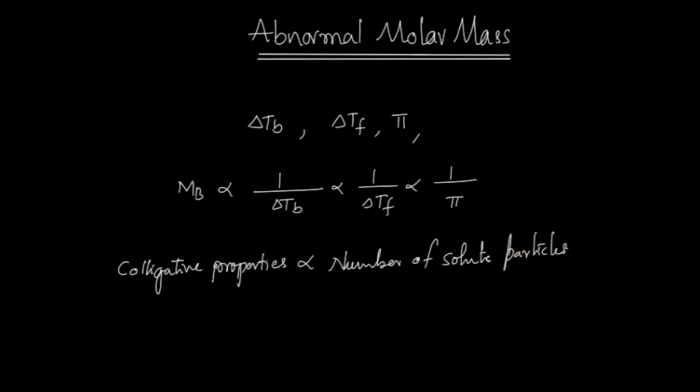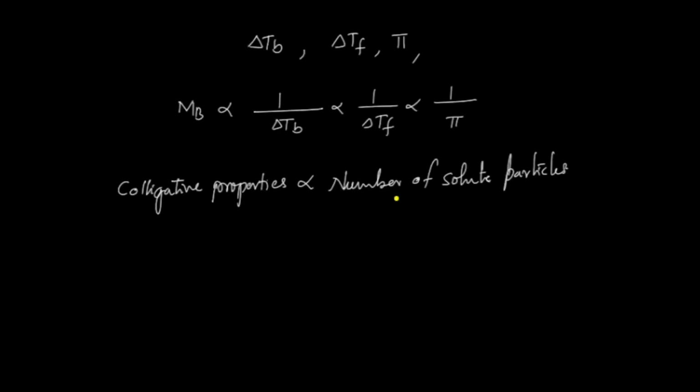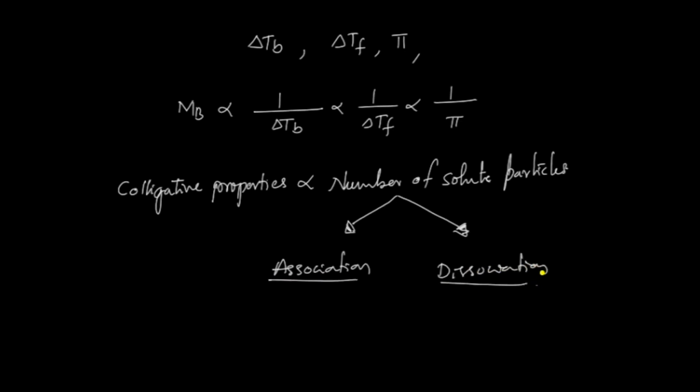Obviously the number of solute particles may get changed in two ways. If you add any solute in a solution or make a solution, there may be association, or there may be dissociation. The two phenomena may occur here: association or dissociation. Let's understand what happens to the molecular mass of the solute if association happens, and what happens if dissociation occurs in a solution.